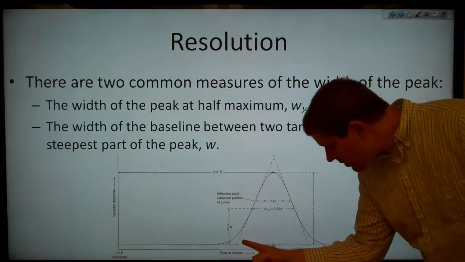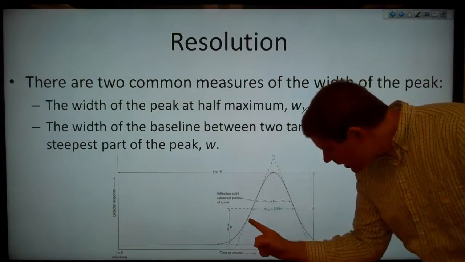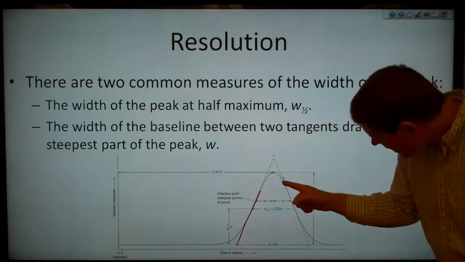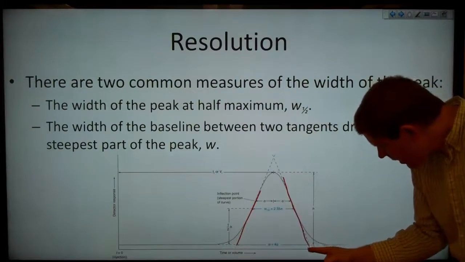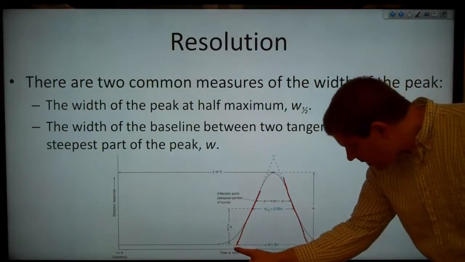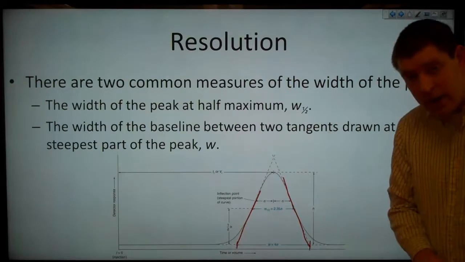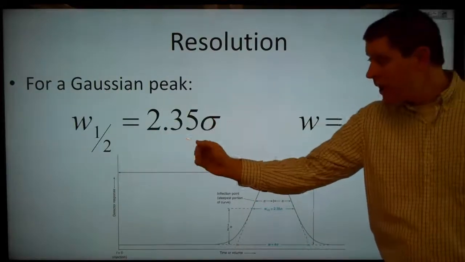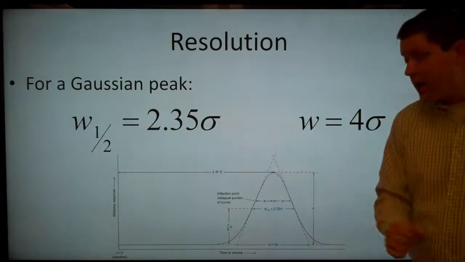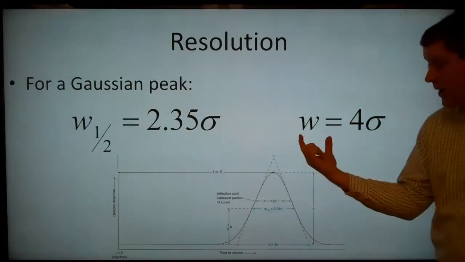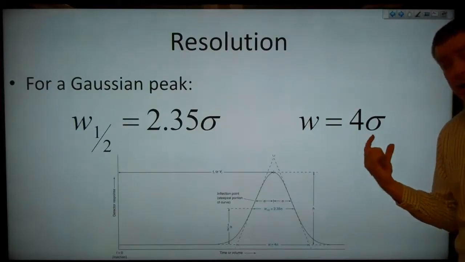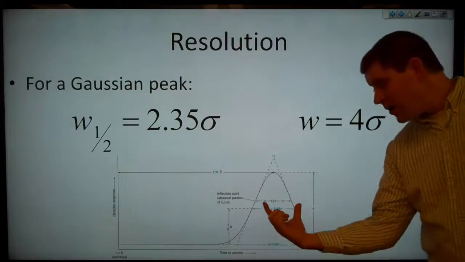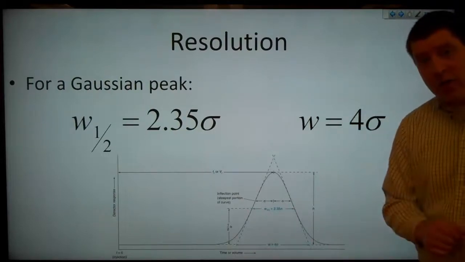That width is W. Here we draw a tangent to our curve at this point, and we draw a tangent to our curve there, and then we're looking at the distance from here to there at the baseline. For a Gaussian peak, the full width at half max, W1/2, is equal to 2.35 times the standard deviation, sigma, whereas W is equal to 4 times sigma. The width at the baseline is going to be wider than the width halfway up the peak.